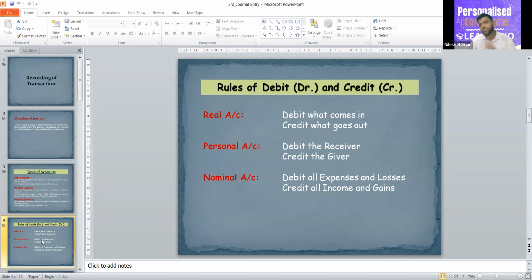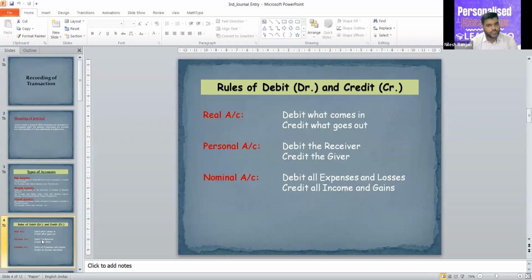You can see, for real account, debit what comes in, credit what goes out. For personal account, debit the receiver, credit the giver. And for nominal account, debit all expenses and losses, credit all income and gains. Can you repeat these?